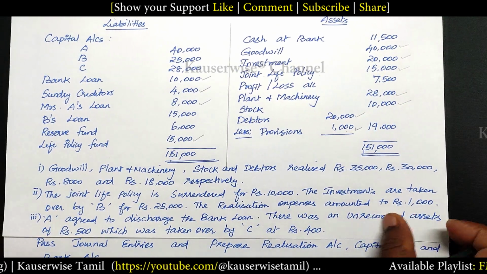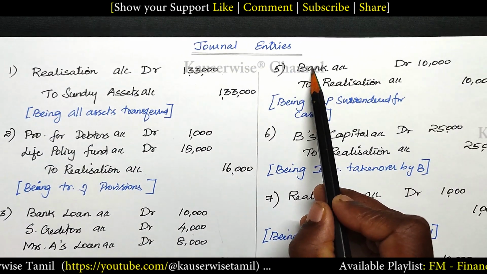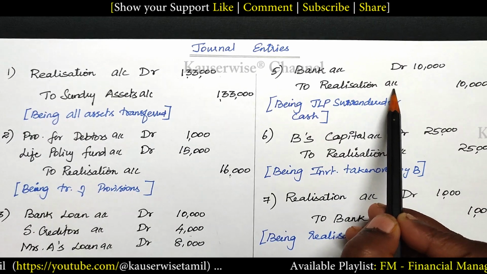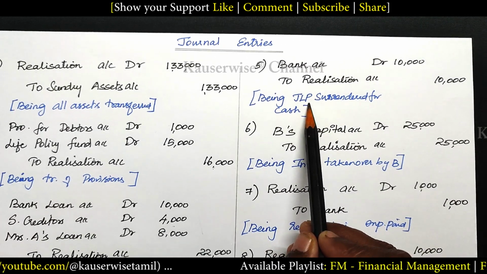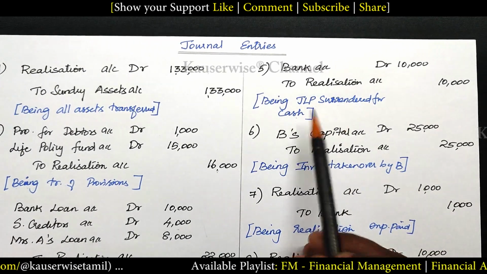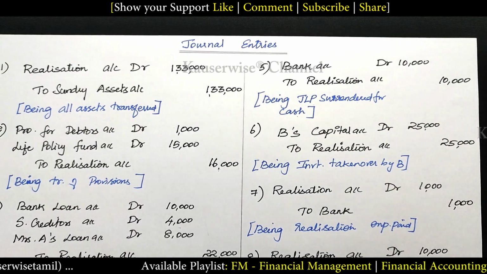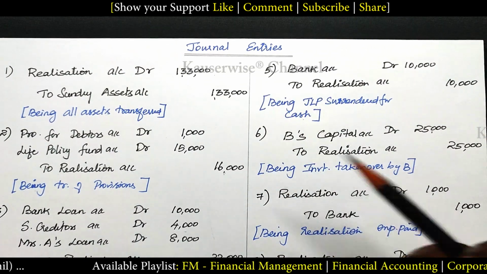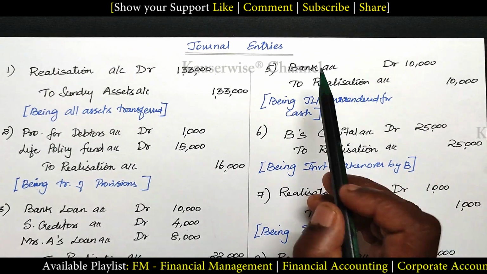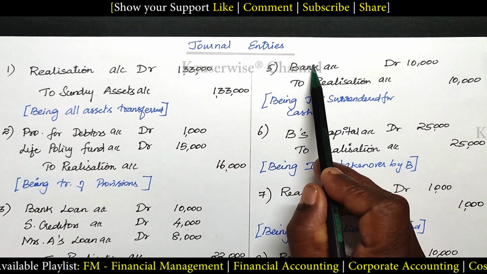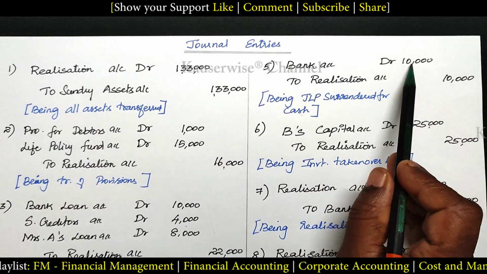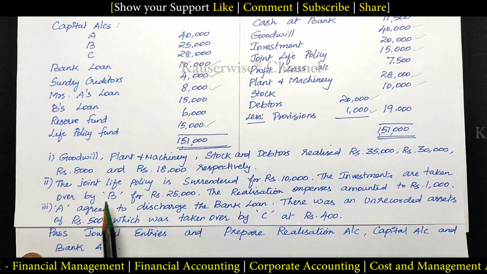Okay. See the entry. See the fifth entry. Bank account debit to realization account, being joint life policy surrendered for cash. So anything which receives cash, this is the entry. When you realize any asset for cash, this is the common entry. Bank account debit to realization account 10,000. Okay. See the next adjustment.